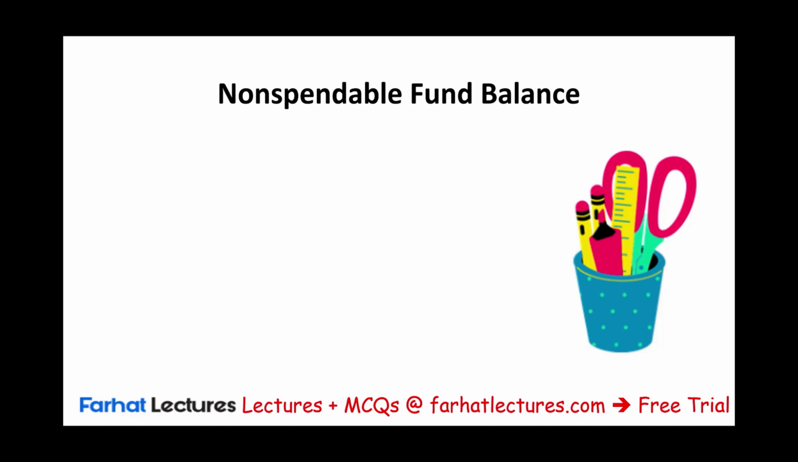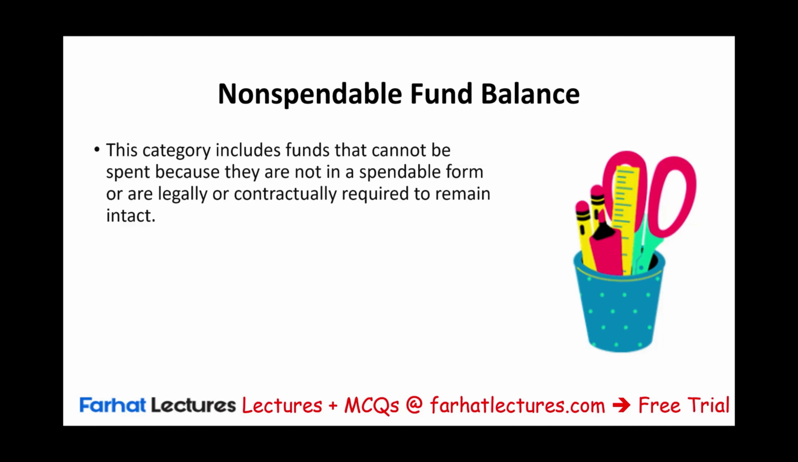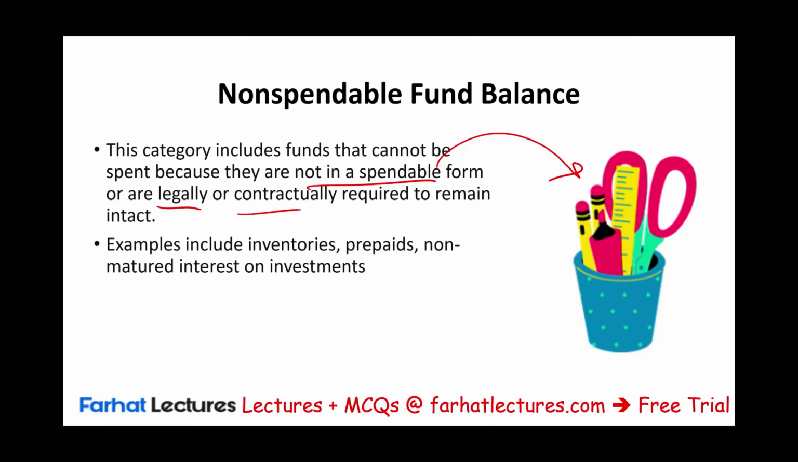Starting with the non-spendable fund balance, this category includes funds that cannot be spent because they are not in spendable form. What's not in spendable form? For example, the government will have supplies, inventory, material. They cannot spend those. They're just not in spendable form. Or they are legally or contractually not spendable. By law or by contract, you cannot spend them. Like what? Like if someone contributed money to the government and said you can only spend the interest on that money. Well, guess what?